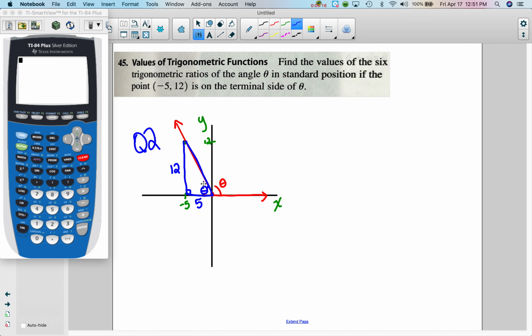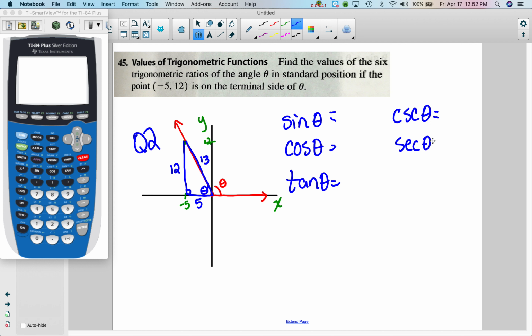If you use the Pythagorean theorem, you can see that this is going to be 13. So 5 squared plus 12 squared. If you do the math and square root it, you'll get 13. So I'm dealing with this triangle and I'm in quadrant 2. Once you know that, I'm going to have sine theta, cosine theta, tangent theta, cosecant theta, secant theta, cotangent theta.